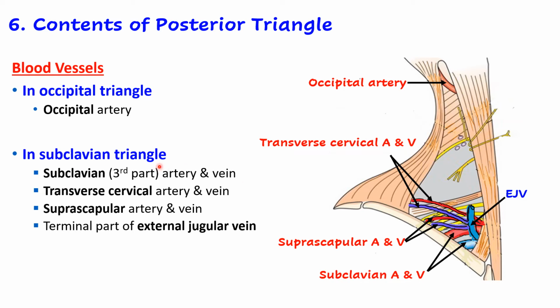So let us see here which vessels are present. It's simple to remember. In occipital triangle, occipital artery. In subclavian triangle, subclavian artery, third part, and the subclavian vein. Then transverse cervical artery and vein, suprascapular artery and vein, and terminal part of external jugular vein. The transverse cervical artery and vein, some of the books will mention as contents of occipital triangle also, because they begin in the subclavian triangle and then reach the occipital triangle.